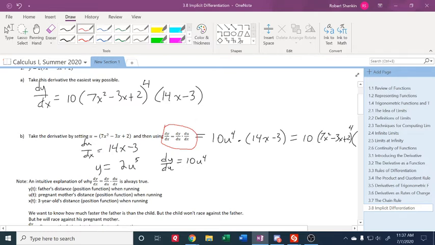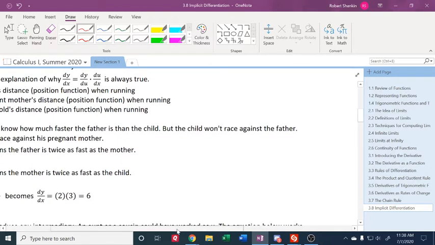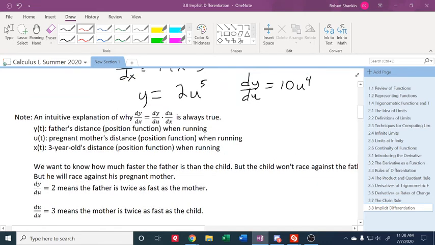All right. Now, why in the world do derivatives work like fractions, and the du's kind of cancel out and give you dy dx? That was an insight that Leibniz had, and he said we should use this notation that makes it look like a fraction so we can take advantage of that. And so here's an intuitive explanation of why this is always true. And it's kind of a crazy example, but it'll get the point across.